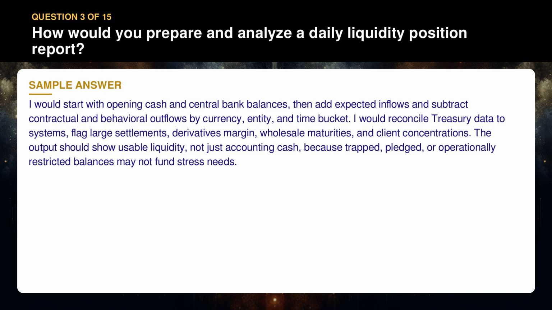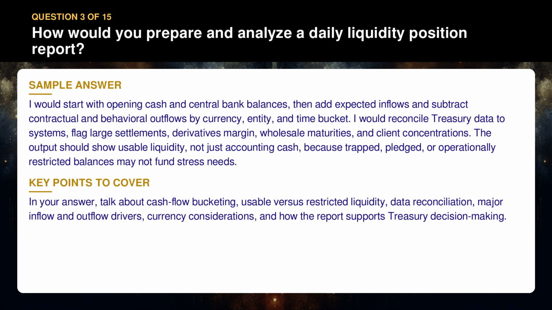The output should show usable liquidity, not just accounting cash, because trapped, pledged, or operationally restricted balances may not fund stress needs. In your answer, talk about cash flow bucketing, usable versus restricted liquidity, data reconciliation, major inflow and outflow drivers, currency considerations, and how the report supports treasury decision-making.